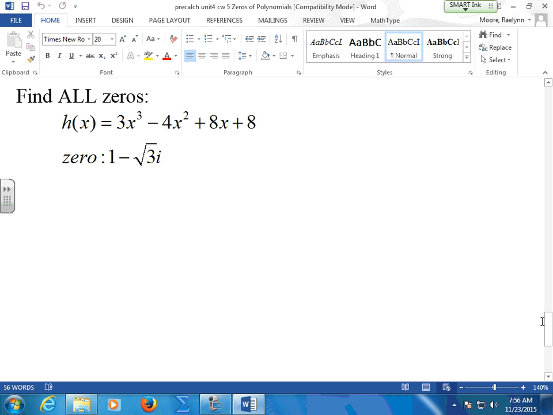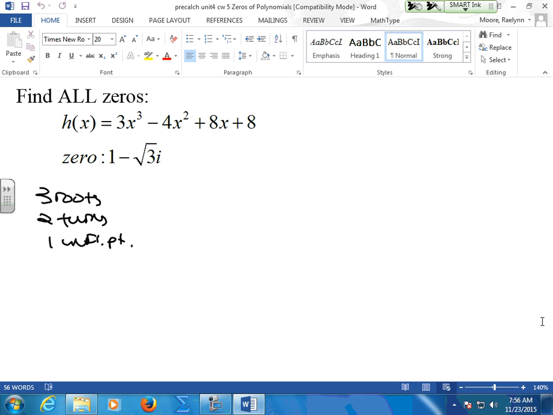Okay. How many roots? 3. How many turns? 2. How many inflections? Good. Okay. I'm giving you a zero. Is this a real zero or imaginary?